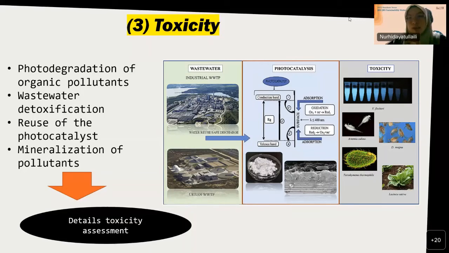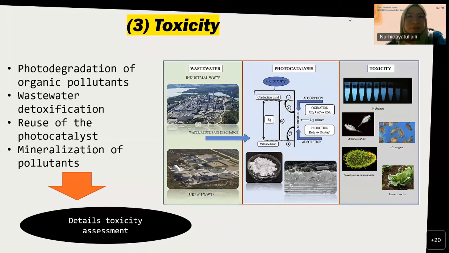For example, before the treatment system, during the treatment system, and after the treatment system. So this detailed toxicity assessment will include the photodegradation of the organic pollutant, the wastewater detoxification, the reuse of the catalyst, and how the mineralization of the pollutant will be performed during the catalytic system. With that, I think these three factors are a big challenge for the photocatalytic system to be commercialized in real life.